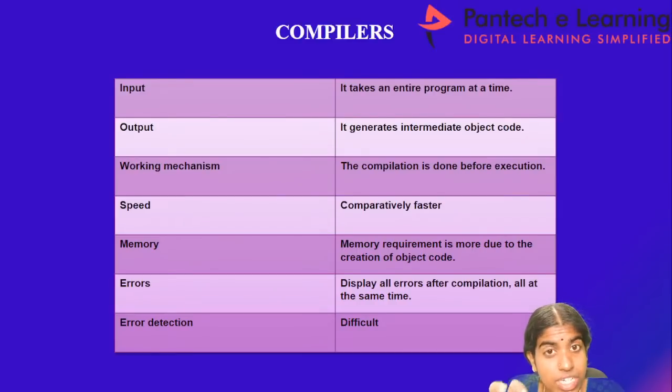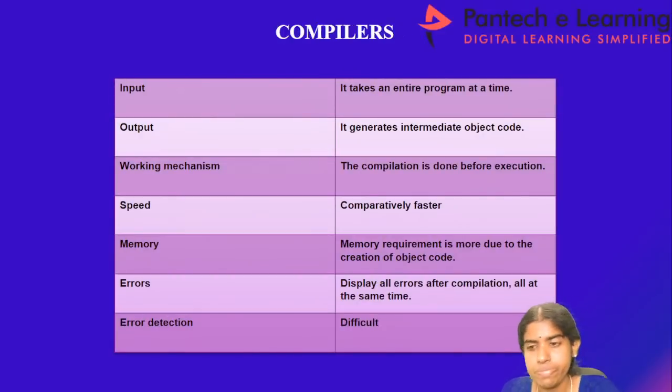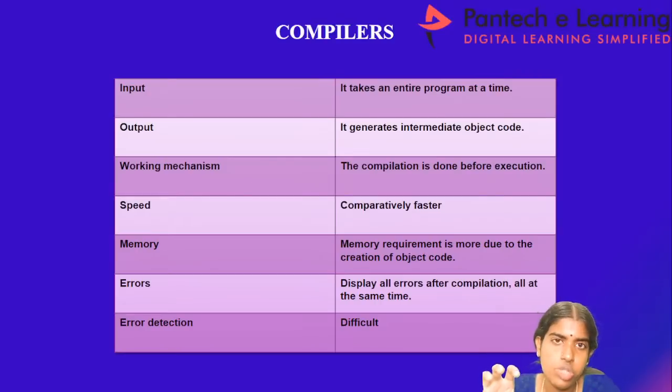So in the case of an interpreter, it is going to take a single line of code or instruction at a time. Whereas a compiler, how does it work? It takes an entire program at a time. So that is the main difference between an interpreter and a compiler. These two are the different types of programming processes.